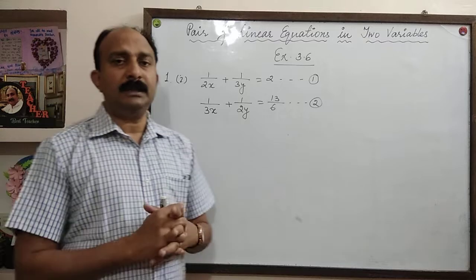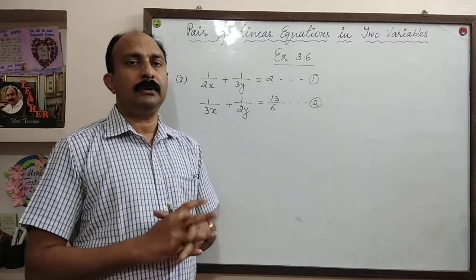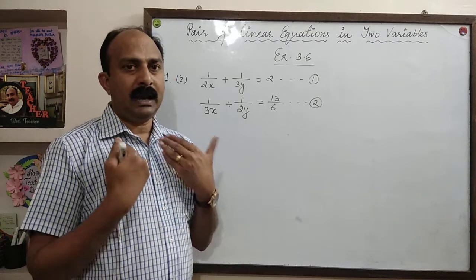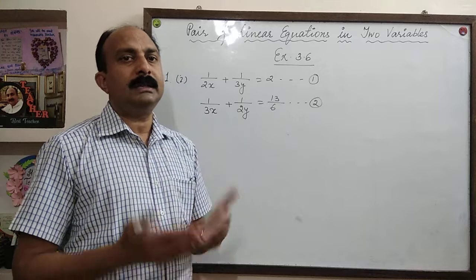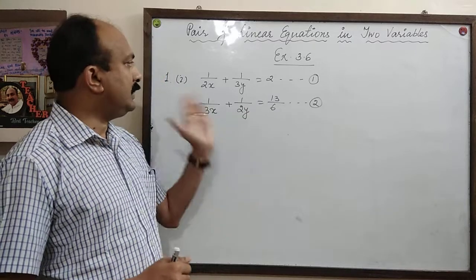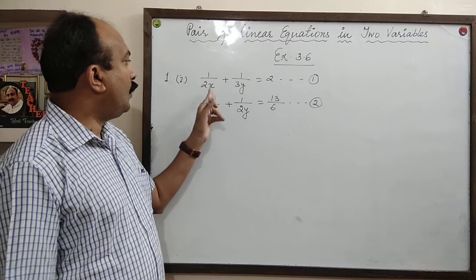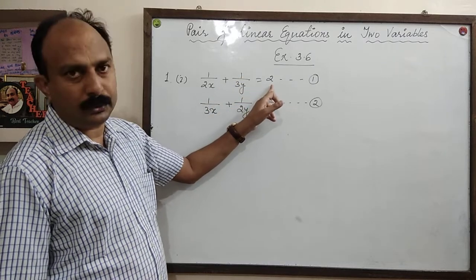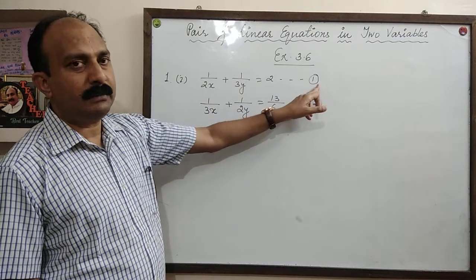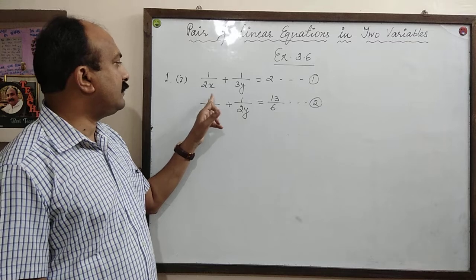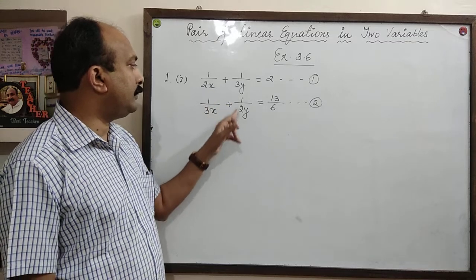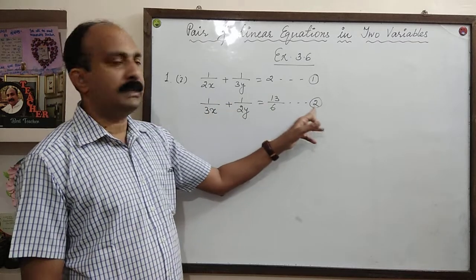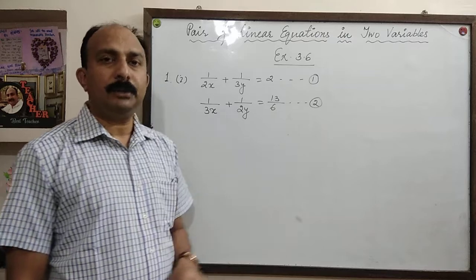Now the method is not mentioned, so you can go with any method. As I suggest, you may go with the elimination method. Question number 1 is 1 upon 2x plus 1 upon 3y is equal to 2. We can call it equation number 1. The second equation is 1 upon 3x plus 1 upon 2y is equal to 13 upon 6. I am calling it equation number 2.